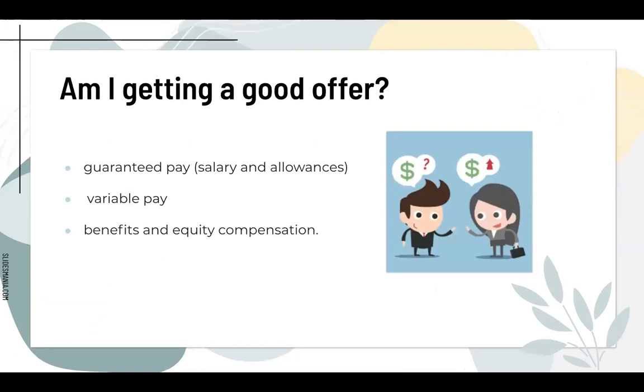Yeah, and finally, am I getting a good offer? So how would you know if you're getting a good offer? It is if the offer includes guaranteed pay, so salary and allowances, variable pay, and then the description of the benefits and equity compensation. That would include things like PTO or maternity leave, workers' comp. Those are some examples of what would be included.